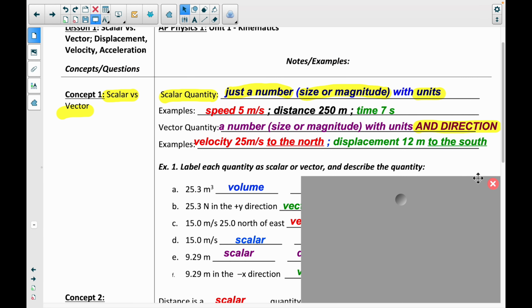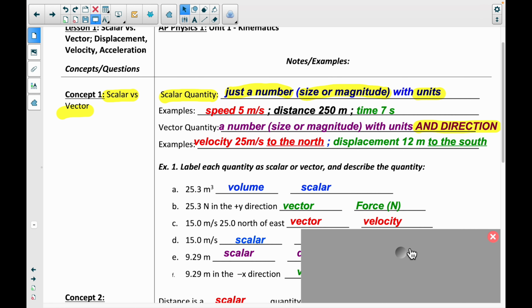Okay, so in this next section I go through several different examples. Volume, does it have a direction? No. If it does not have a direction, it is a scalar. Now these next two have direction, and so if they have direction, they are vectors. You probably have not seen this N before. That N stands for newtons, and newtons is a measure of force. We'll get to that more next unit.